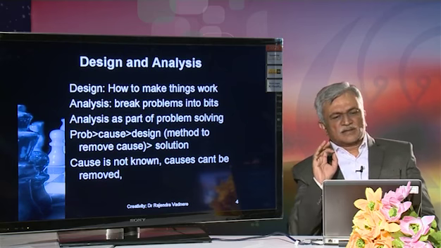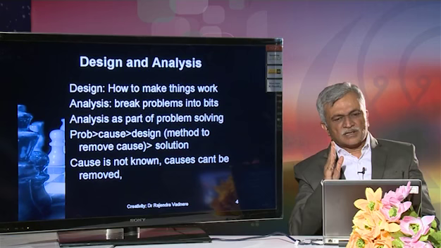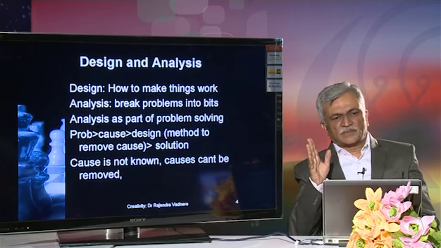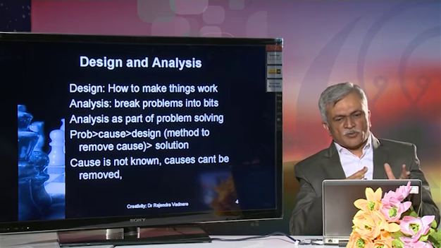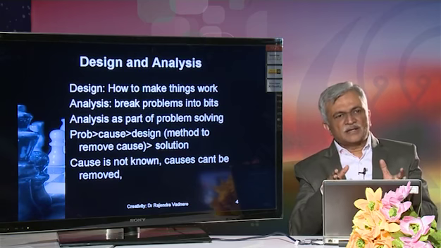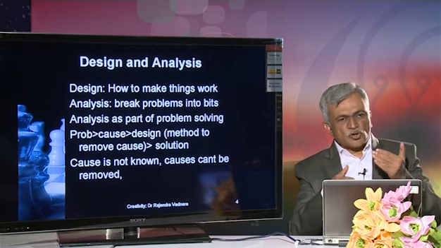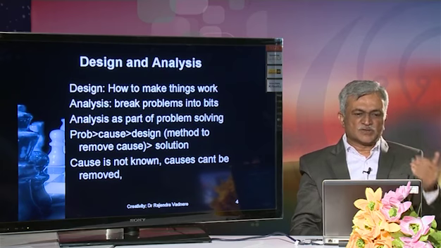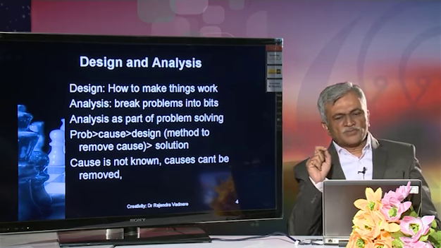What is design? Design is to think in terms of how to make things work, and analysis is to break problems into small parts and then to think about those things and analyze it, that means draw meanings out of whatever is presented to you. Analysis is a part of problem solving.